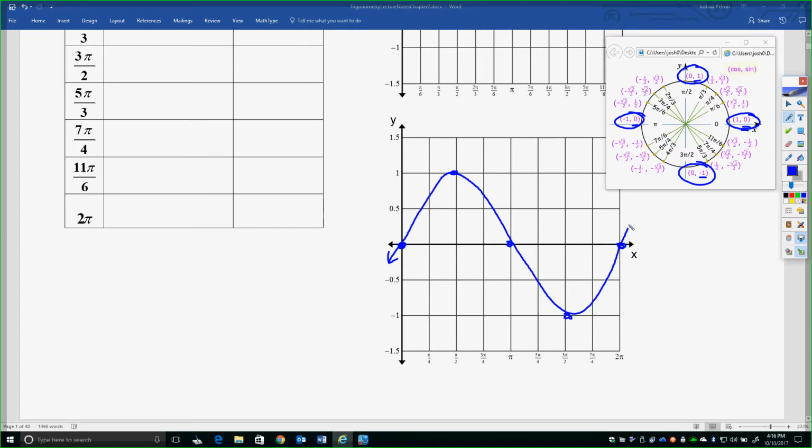And of course this keeps going on forever because sine repeats itself as you go around the unit circle many times, forwards and backwards, clockwise and counterclockwise. Okay, so that's a standard sine graph. Let's go to a standard cosine graph now on the next page. Pause the video, try it for yourself.